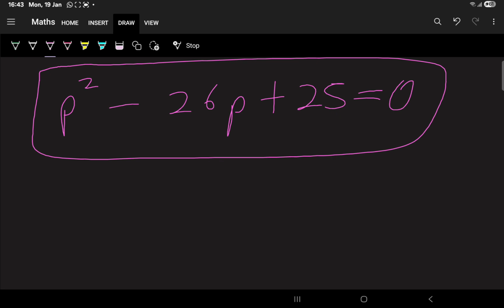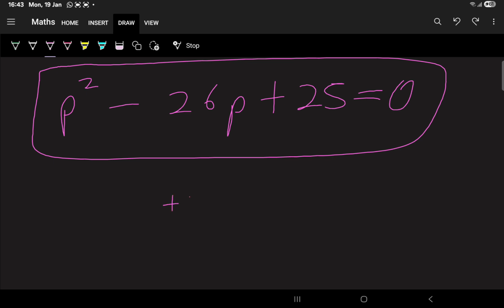Now solving this, we need to find two factors that will multiply to give 25 and add up to give negative 26. This is what I mean. What are possible numbers that we can multiply to give 25?